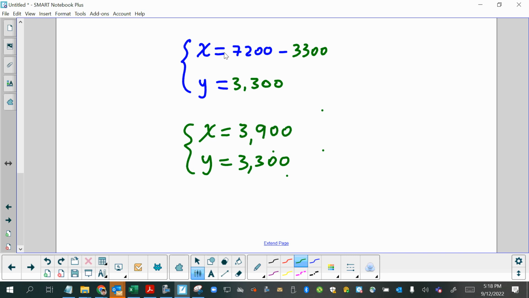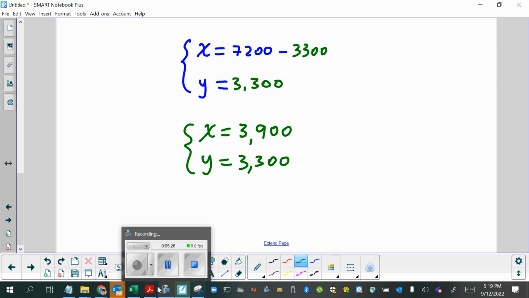Okay, so as I was saying, now I can simplify x equals 7,200 minus 3,300, and then I have x is 3,900 while y is 3,300. And notice that if you were to add those both together, you will get the 7,200 that we started with. All right, so that is how to solve an interest in two accounts problem.